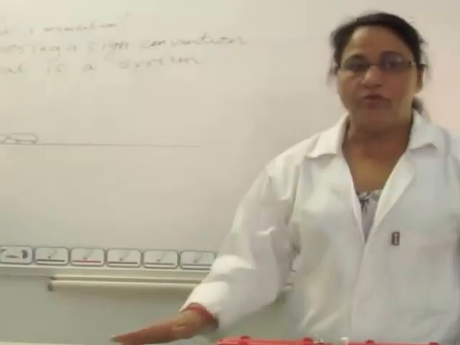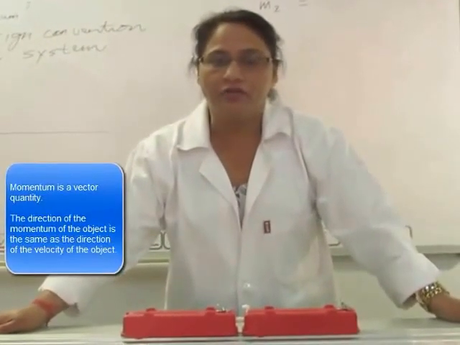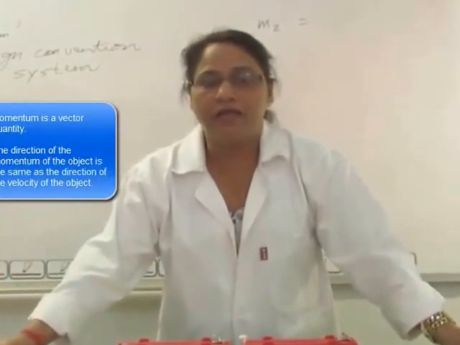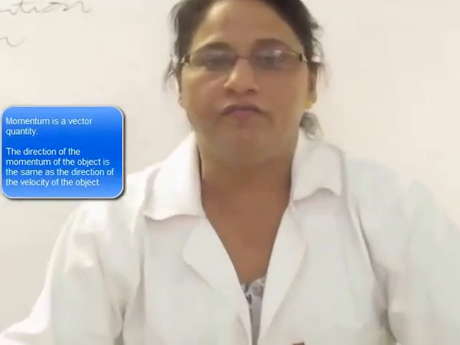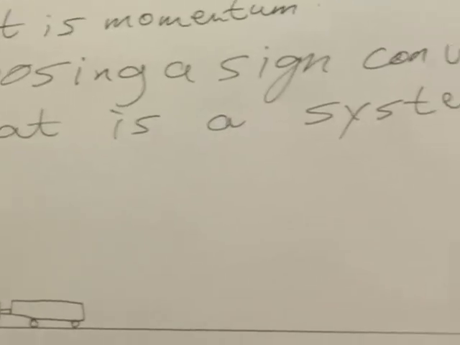Momentum, since it is the product of mass and velocity, is a vector quantity because velocity is a vector quantity. The direction of the momentum is the same as the direction of the velocity vector for that particular object. Secondly, we need to choose a sign convention, since momentum is a vector quantity. In this particular experiment, we will choose my right-hand side as positive and my left-hand side as negative. So that will be our sign convention.